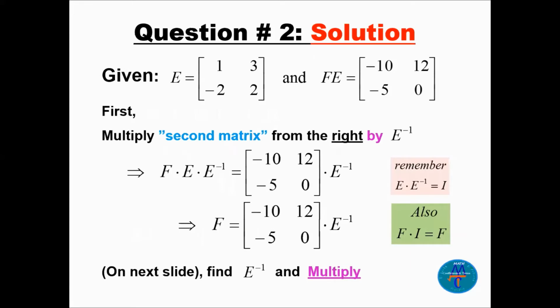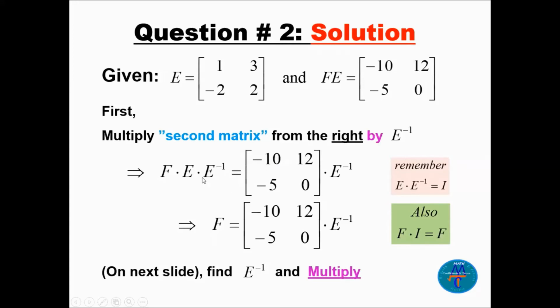Because remember, the product is not commutative. Look at the trick here. E is there, FE is there. I will go slowly. Multiply the second matrix, from the right side, by E inverse. So I put E inverse on the right side. Also, I put E inverse on the right side. I cannot multiply from the left side in this example because the product is not commutative. So if I multiply from the right side, you see that?